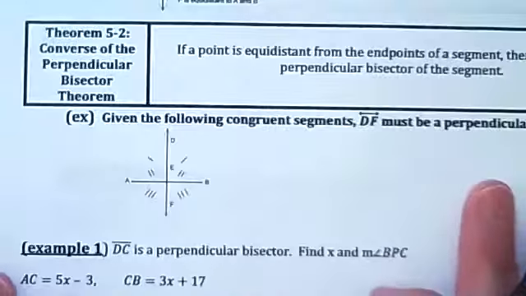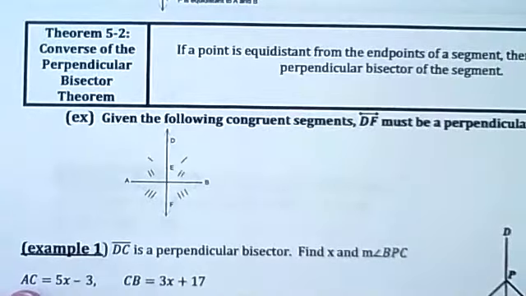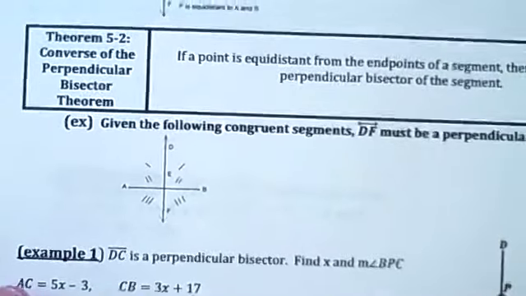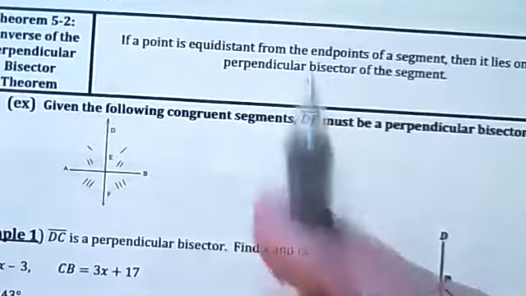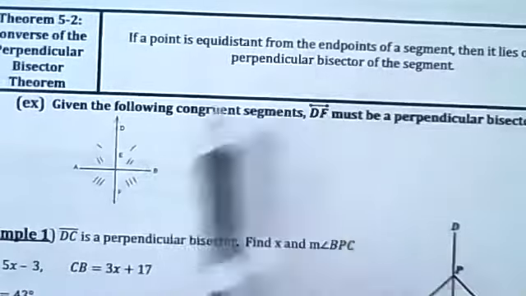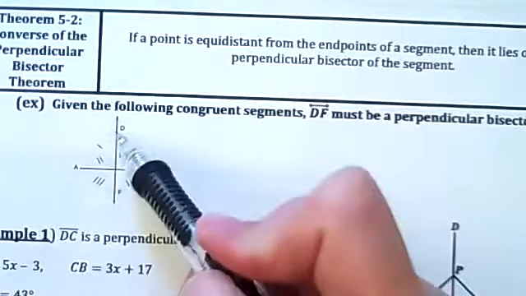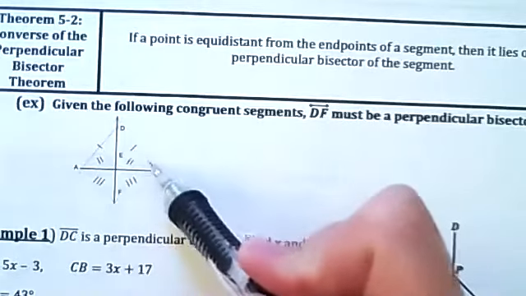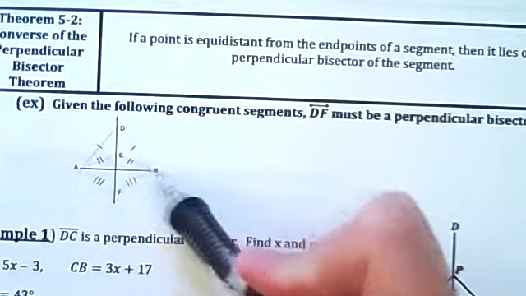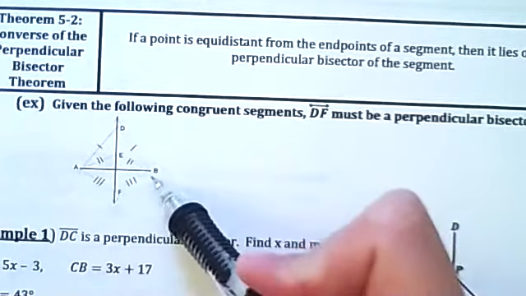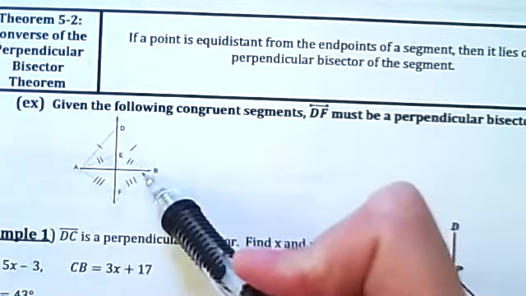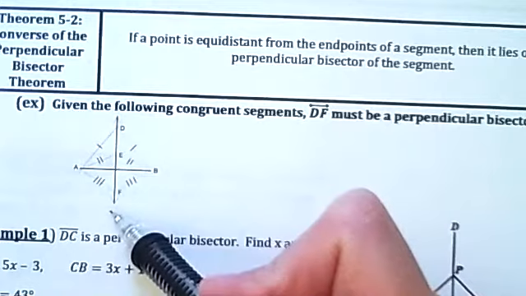And then there's the converse. Remember what a converse is? A converse is you take a theorem and you flip the if and the then. So the converse of the perpendicular bisector theorem would be if a point is equidistant to the endpoints of a segment. So see how they marked AD is congruent to DB. They marked AE congruent to EB, AF congruent to FB. We could then conclude that DF is the perpendicular bisector.